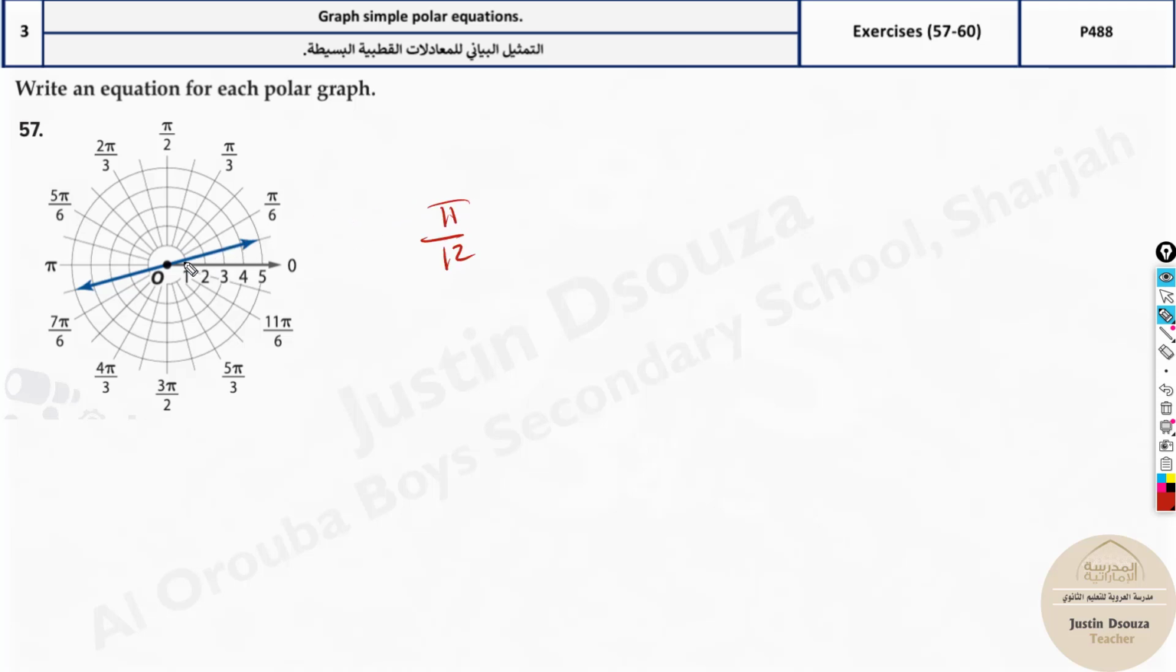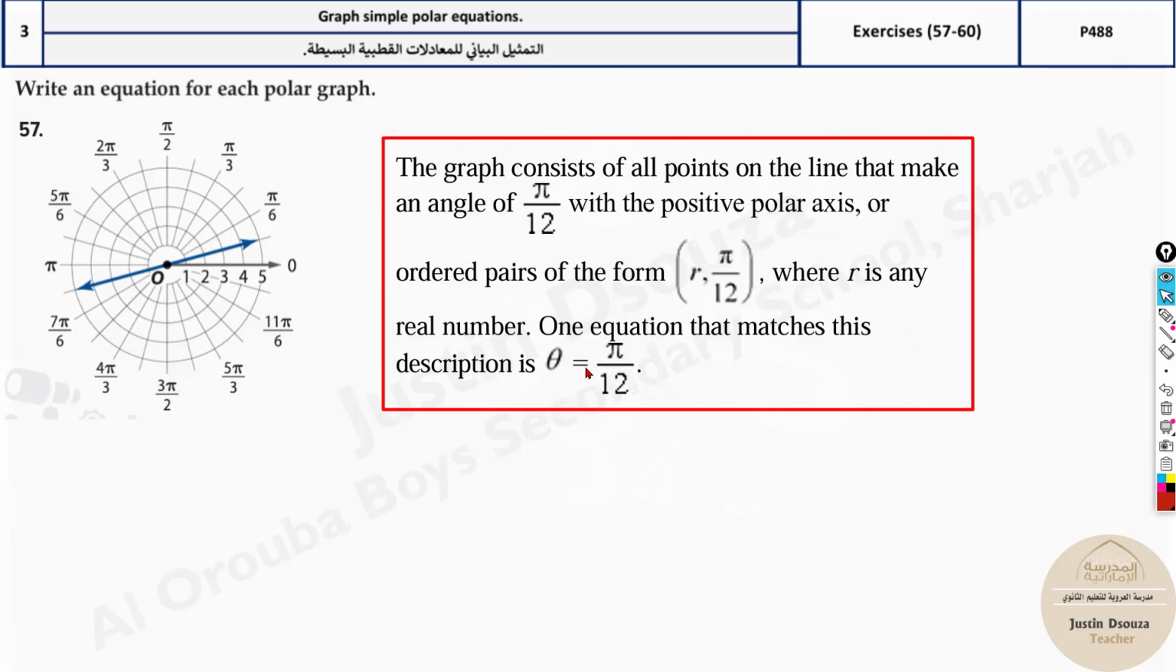What is the radius? Radius can be anything. It can be a positive or negative real number. So r comma pi by 12. So theta is pi by 12 is the equation for this graph. That's the answer. So how do you check? See, there will be 4 options. Look which is depicting this particular point over here, from the axis, the closest one. It is pi by 12.